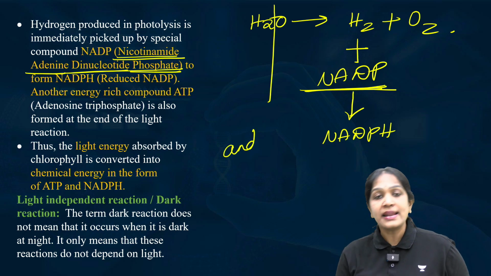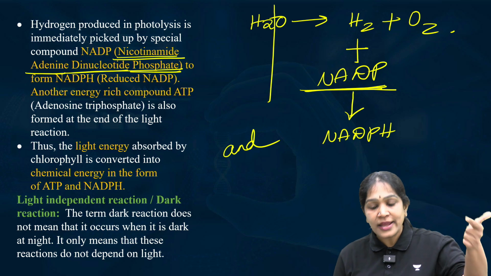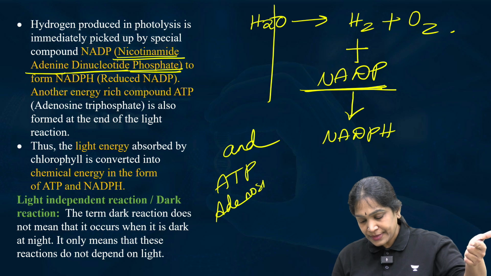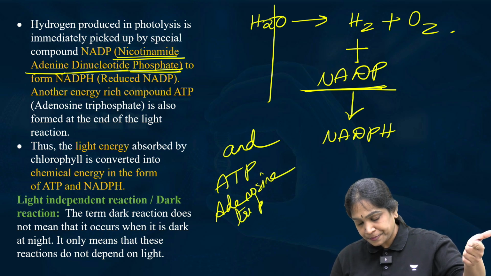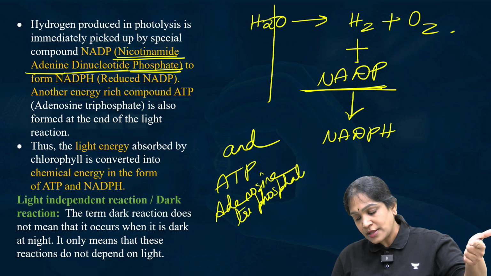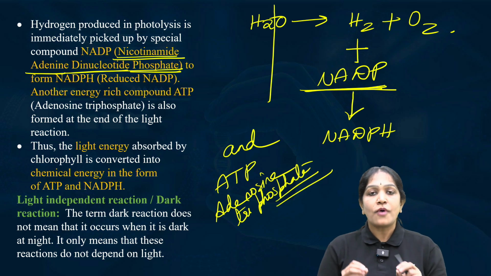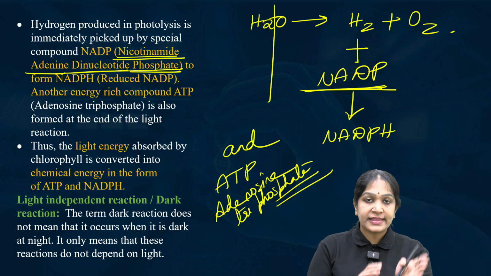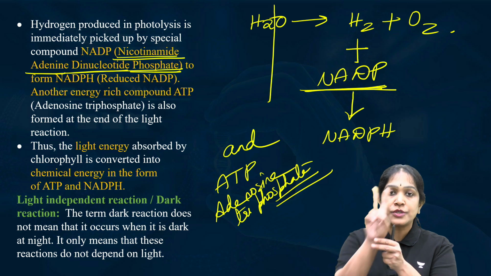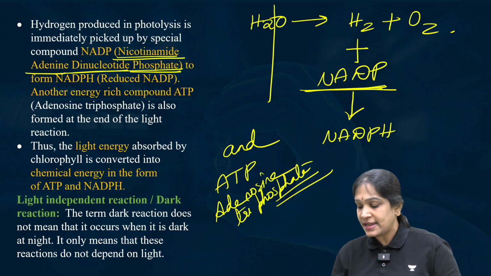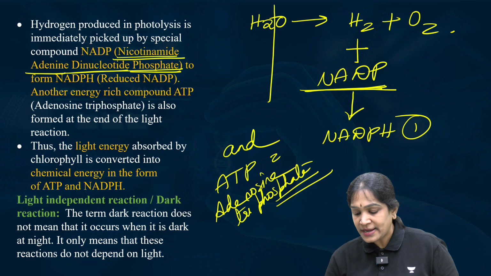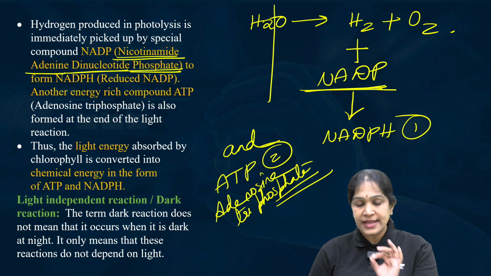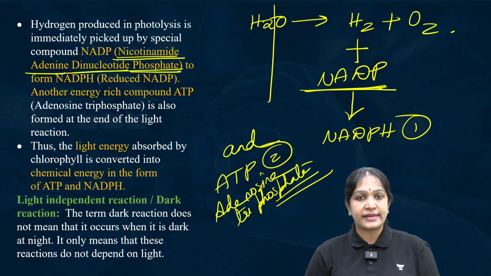And in the light reaction, another molecule called ATP, adenosine triphosphate, is also produced. Now, what is the end product of the light reaction? At the end of the light reaction, we produced two molecules. One is NADPH, second one is ATP. With the help of light, production of NADPH and ATP is the light reaction.